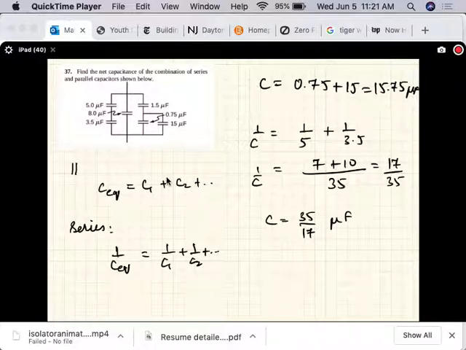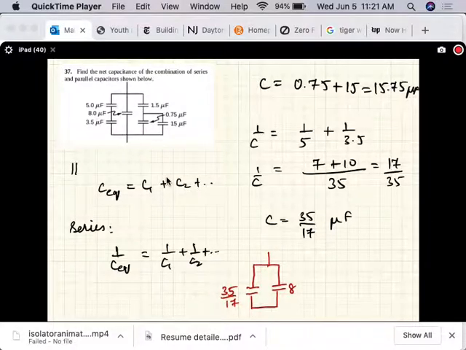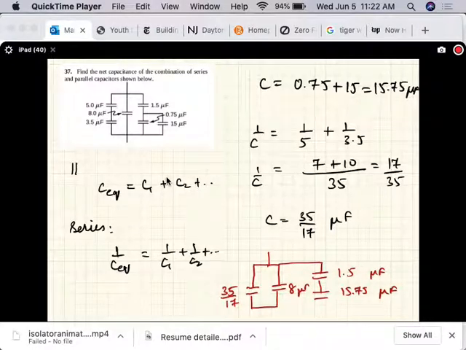Alright, so now we'll draw a new diagram. Now what we have is, and these are all in microfarads, so I won't write the units. 35 by 17. This is 8. This is 1.5 and this is 15.75. So that's what we have.